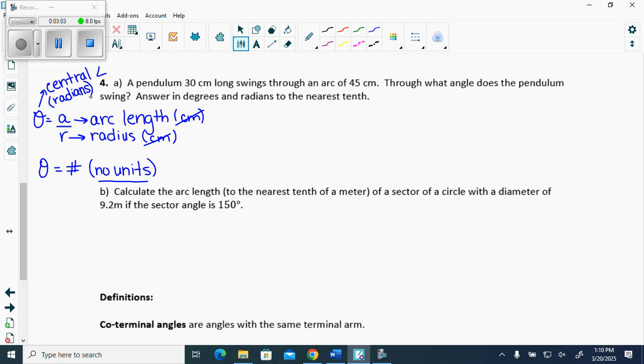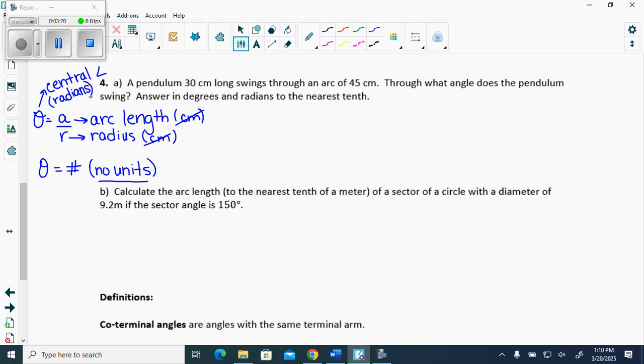It's in radians because your arc length and your radius are in the same units, which will cancel off, and therefore theta will equal a number with no units. That can't be a degree, or it would have a degree symbol, correct? So it has to be in radians. Does that make sense? Understanding is way more important.